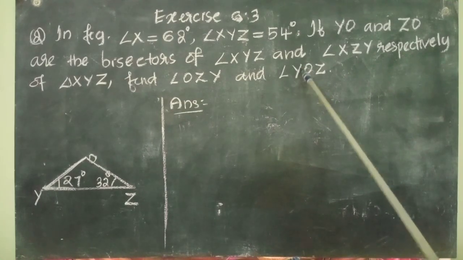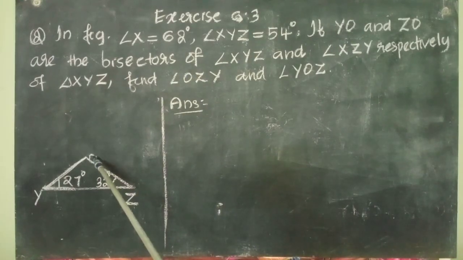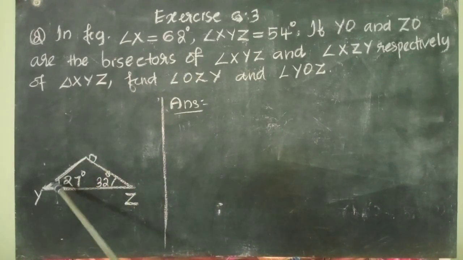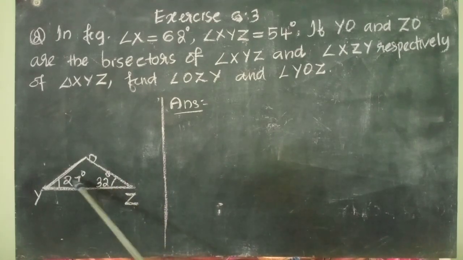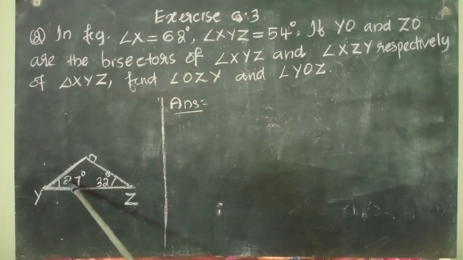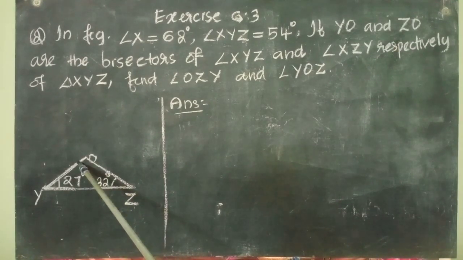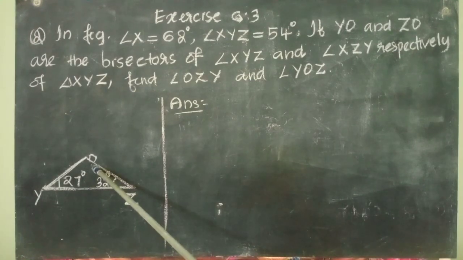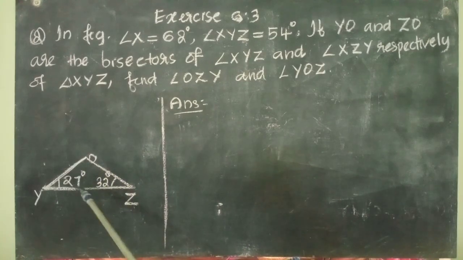Angle YOZ. So you see the figure. Triangle OYZ. In triangle OYZ, angle Y we know it is 27 degree. Angle Z we know it is 32 degree. Angle O is missing. So we can find out angle O by using angle sum property.